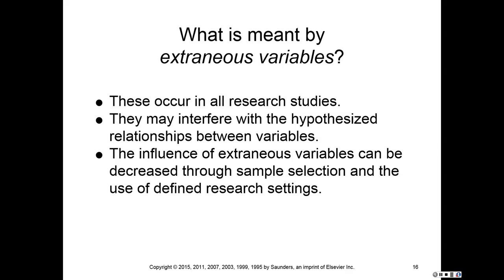In research, extraneous variables occur, and they can interfere with the relationships between variables that have been hypothesized. The influence of extraneous variables can be decreased through sample selection and the use of defined research settings. So there's an attempt to exclude those factors that will muddle the findings. We try to keep things very clean and neat by excluding extraneous variables.